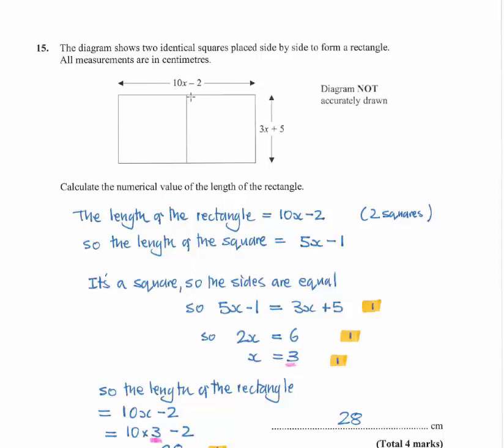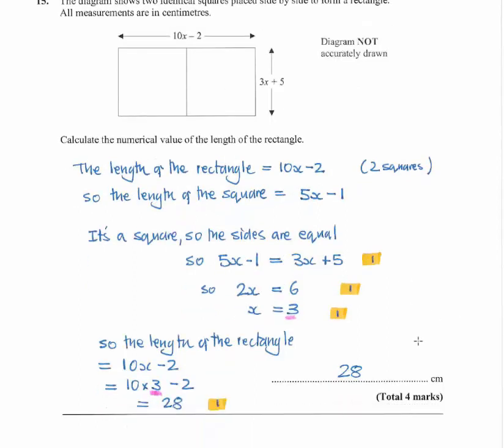Okay, so what's our way in? Well, if this is a square, this side and this side are the same. And so therefore, 5x minus 1, what we've just calculated, and 3x plus 5 must be the same. So, 1 mark for that, writing down your equation.